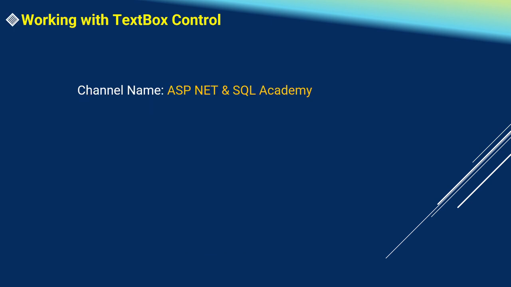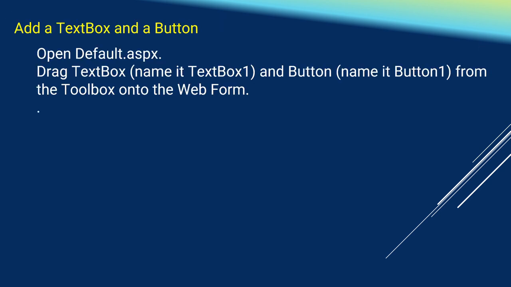Welcome to our tutorial on working with the TextBox control in ASP.NET WebForms. To begin, open your default.aspx file. From the toolbox, drag a TextBox control onto the form and name it TextBox1. Next, drag a button control onto the form and name it Button1. These controls will allow us to capture user input and trigger an action.